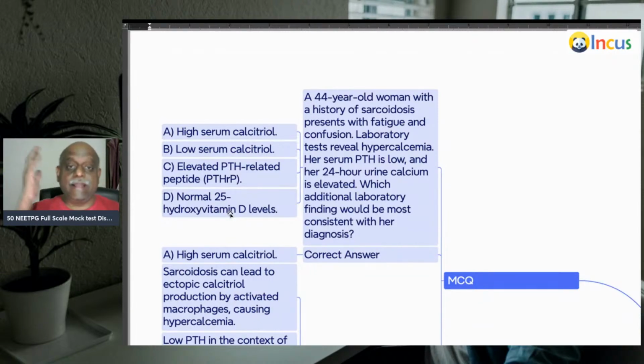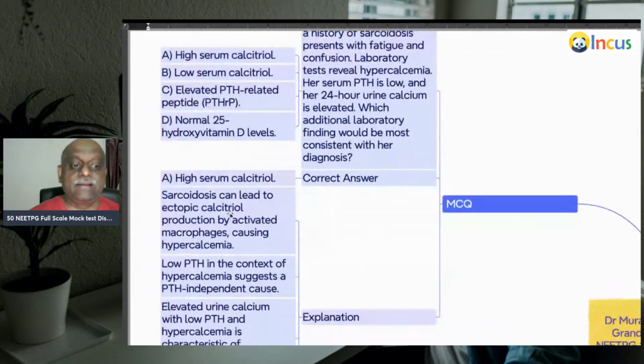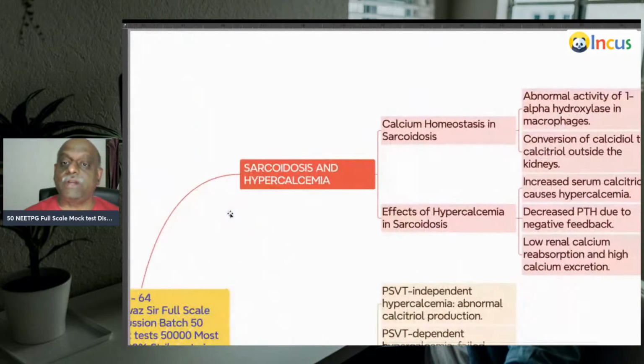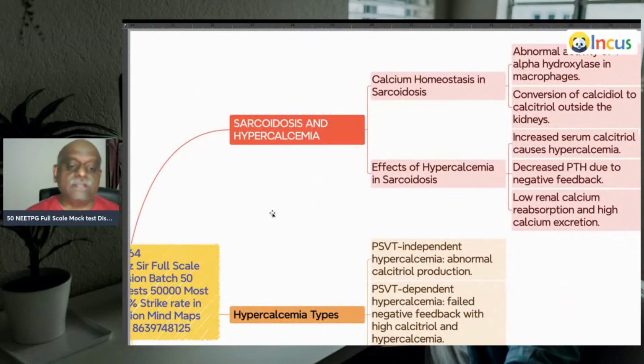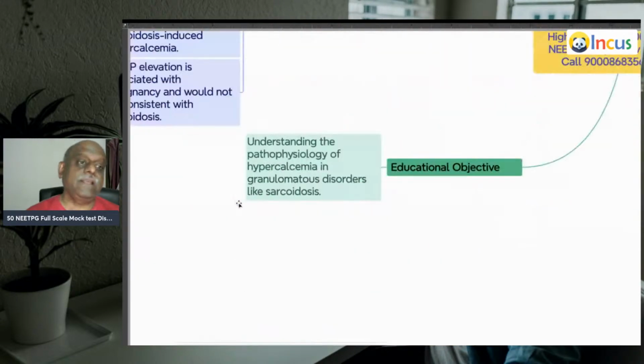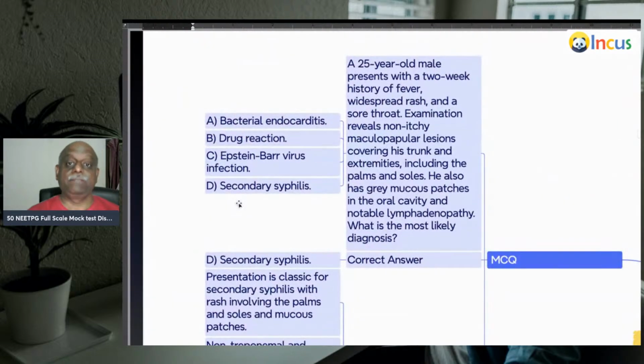A 44-year-old woman with sarcoidosis. Her 24-hour urinary calcium is elevated. So sarcoidosis causes ectopic calcitriol production. Who produces that in sarcoidosis? Macrophages, which are activated, produce calcitriol, and that calcitriol leads to hypercalcemia, which is a feature of sarcoidosis, is what you need to remember. So sarcoidosis and hypercalcemia, types of hypercalcemia, everything you have to master down.